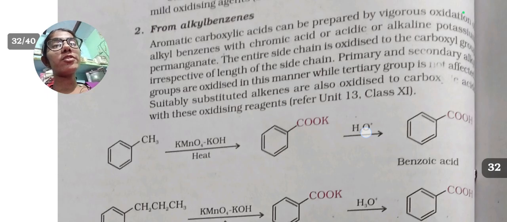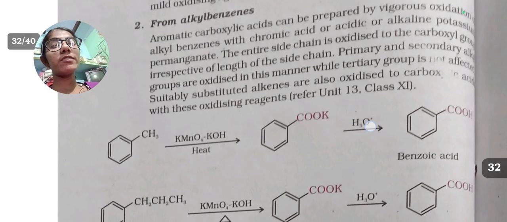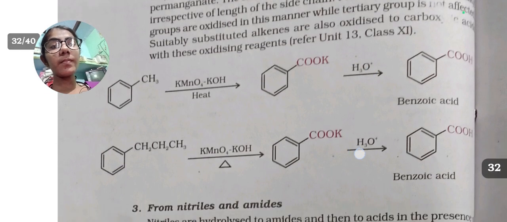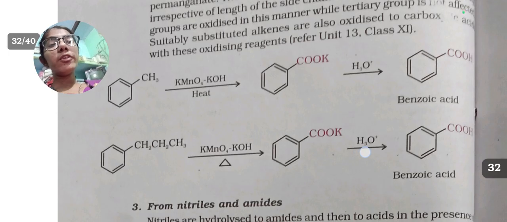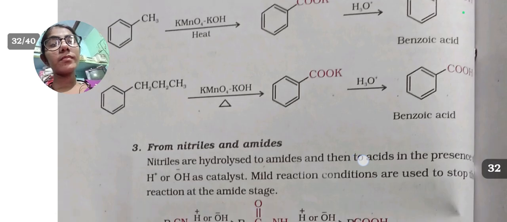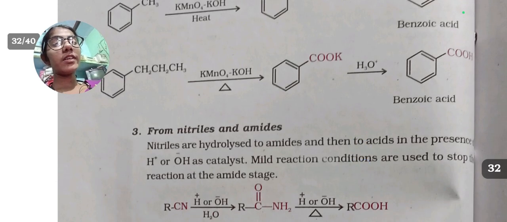Suitably substituted alkenes are oxidized to carboxylic acids with these oxidizing agents. And toluene reacts with an oxidizing agent and heat, and then it forms benzoic acid. You have to see other reactions.